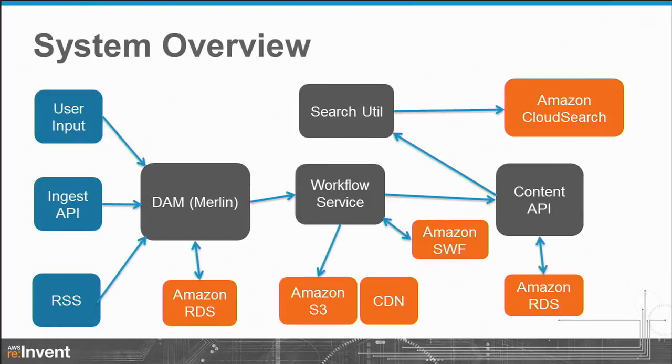This is a quick overview of how Merlin works at a very high level. On the left, you have all of the inputs, so the user input, the ingest API, and the RSS, and that's coming into Merlin. Merlin is all run in EC2 in auto-scaling arrays. It is backed by an RDS utilizing their read-only slaves. When content comes in, it's handed over to the workflow service, which has image transformation, video transformation, transcoding. It's storing all of the files in S3 and fronted by a CDN. It then registers with our content APIs. There are actually 3 different APIs that power Merlin, and we'll talk about that in a little bit. And then finally, there's a search utility service that pulls all of those APIs, gets the information about the content, and throws it into Cloud Search.